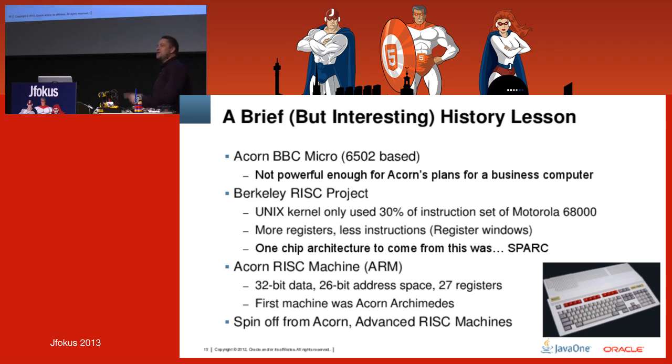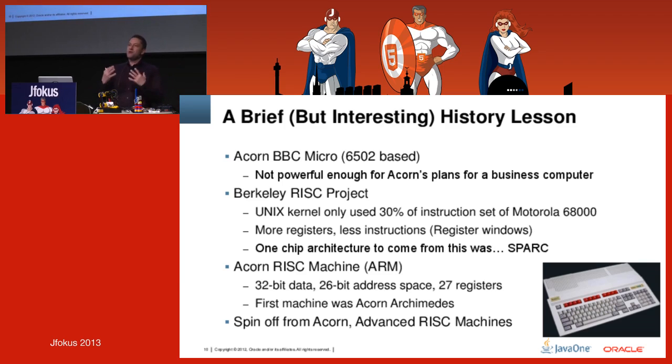Okay, excellent. Here's a piece of trivia for you. Why was the 68,000 processor called the 68,000? Anybody? No? Well, it's because that's how many transistors it had in it. So it was called the 68,000 because it had 68,000 transistors.